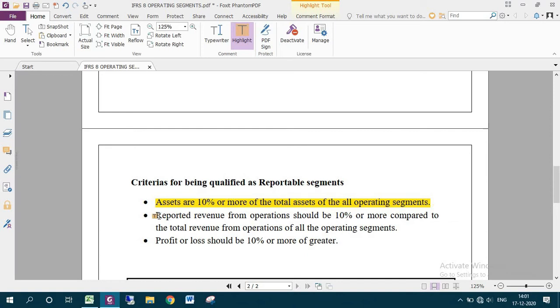The next is reported revenue from operations should be 10% or more compared to the total revenue from operations of all the operating segments. This must include the external sales and the intra-group sales also. The next is profit or loss should be 10% or more of the greater.